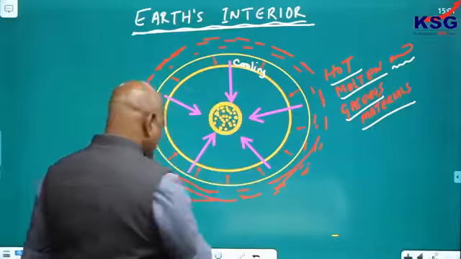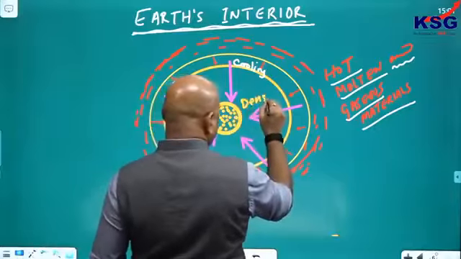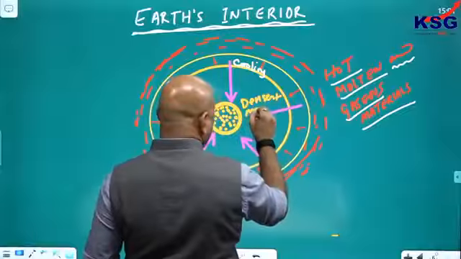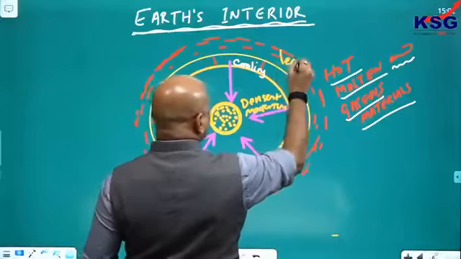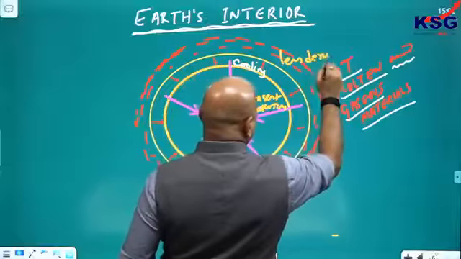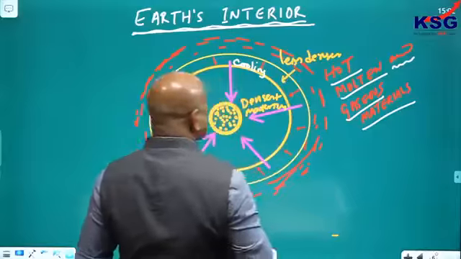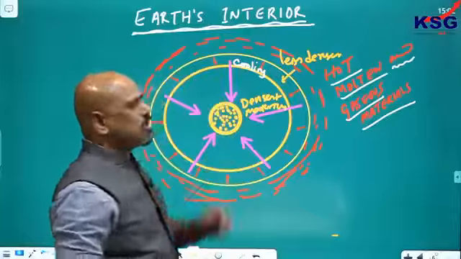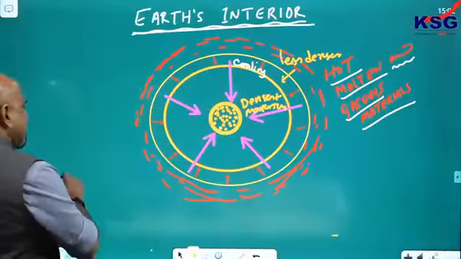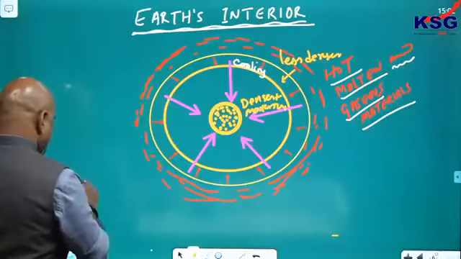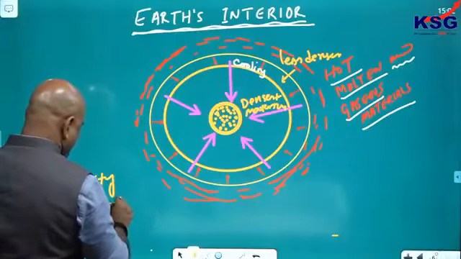Here I said the densest material got accreted at the center, the less dense one at the periphery. At the periphery, the less dense one, the densest one at the center, and this is called density stratification.